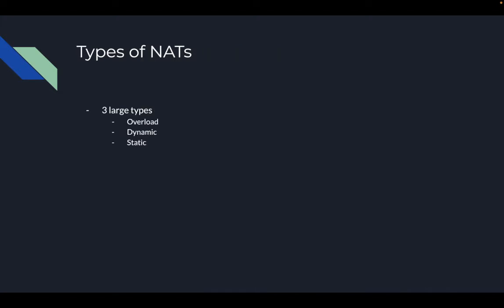Hey, so I'm Lucy, and so there are basically three overarching types of NATs. So these types are overload NAT, dynamic NAT, and static NAT. Next slide.